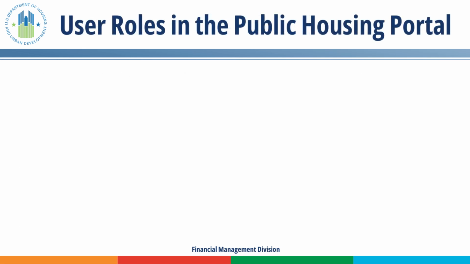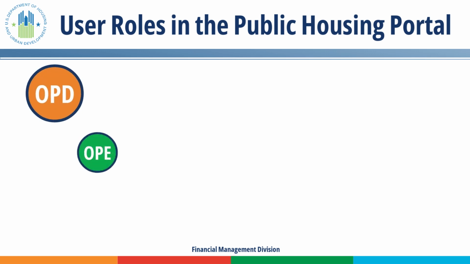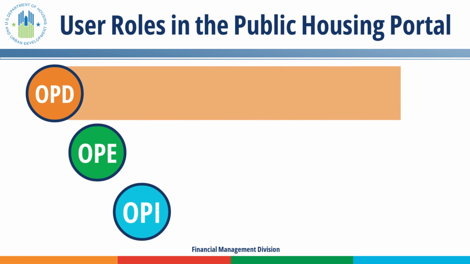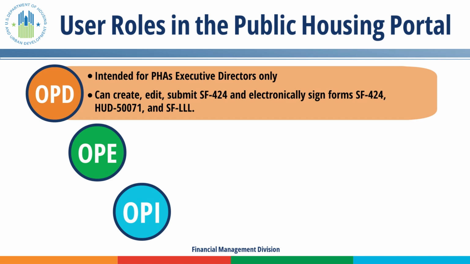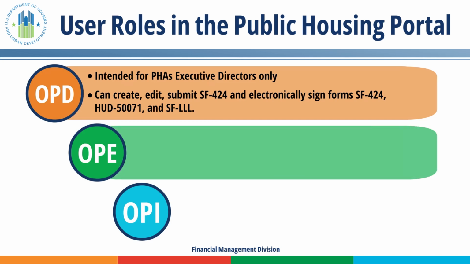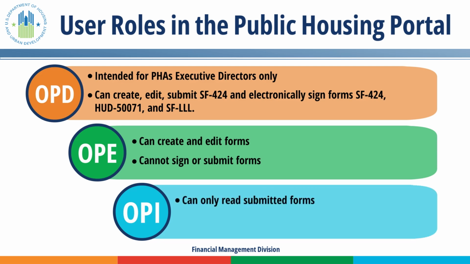The Public Housing Portal designates three types of user roles: OPD, OPE, and OPI. The OPD user role is intended for PHA's Executive Directors only. This user can create, edit, and submit the form SF-424 and electronically sign the forms SF-424, HUD 50071, and SF-LLL. The OPE user can create and edit the forms SF-424, HUD 50071, and SF-LLL, but they can't sign or submit the forms. The OPI user can only read submitted forms. They can't create, edit, sign, or submit the forms.